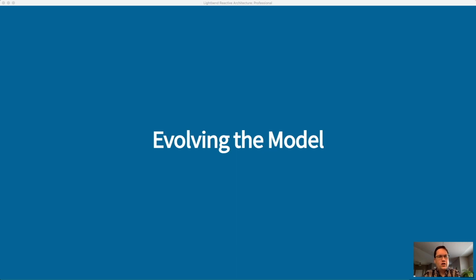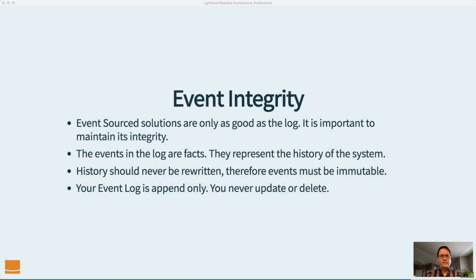We may have to add a new column, for example, or a new table. We may have to provide some default values. It gets more complicated, though, when we do event sourcing. So we're going to dive into why it's more complicated.